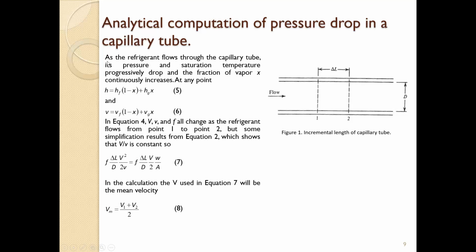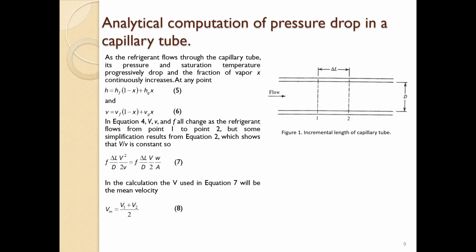Now, as the refrigerant flows through the capillary tube, take note ang refrigerant is a pure substance. Its pressure and saturation temperature progressively drop, and the fraction of vapor x continuously increases. At any point, pababa, yung sa T-s diagram, makikita mo, tumataas yung x. So, h is equal to hf times 1 minus x plus hg times x, and v is equal to vf times 1 minus x plus vg times x. Increment to increment, yung tubo. Pumapasok yung refrigerant doon, gas. Then, bumababa yung pressure.